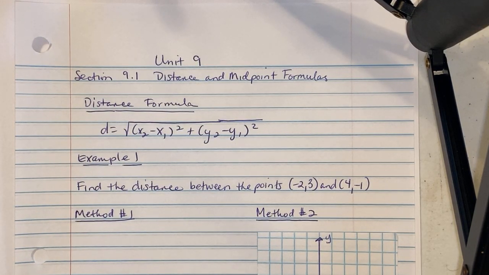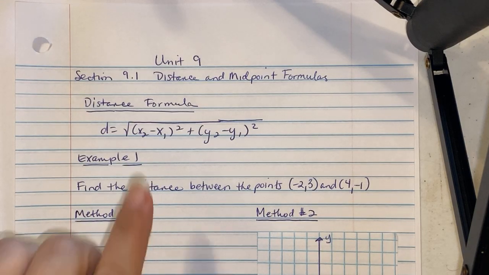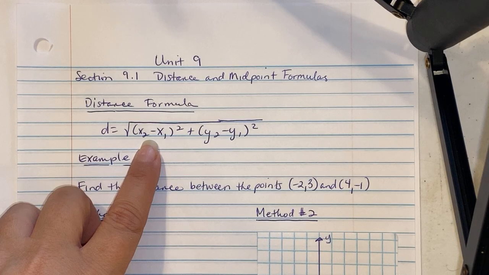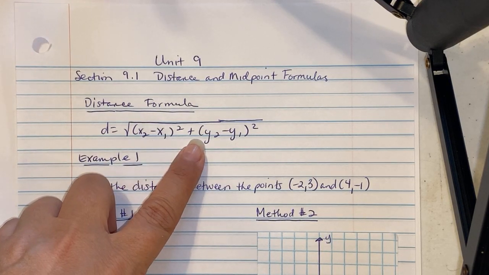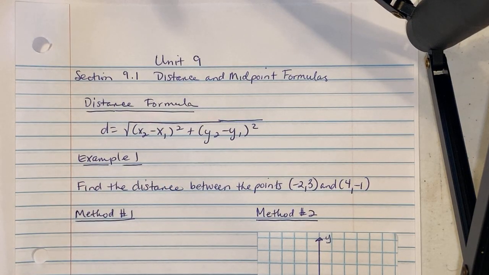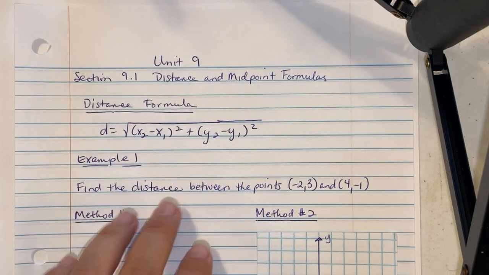So back in your early algebra days, we did the distance formula and said d is equal to the square root of x2 minus x1 squared plus y2 minus y1 squared if you were given two ordered pairs. So we're going to jump in and I'm going to show you two ways of doing this problem: we can use the distance formula, or we can use method 2.